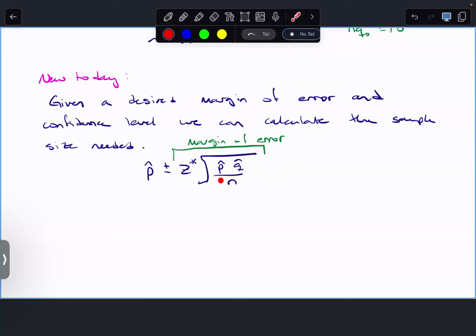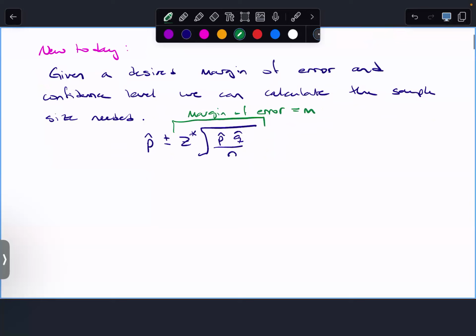We'll do it together, right? But if I have some desired margin of error that I can call M, right, then I might have M is equal to Z star times the square root of P hat Q hat over N. If I am told, okay, I want to be able to report my findings with a 95% confidence interval, then that tells me what Z star should be.